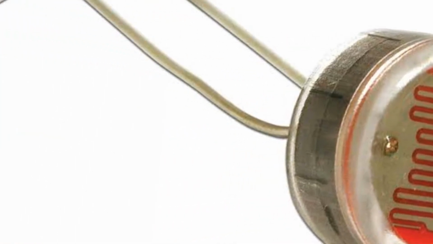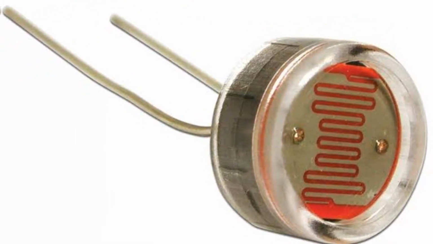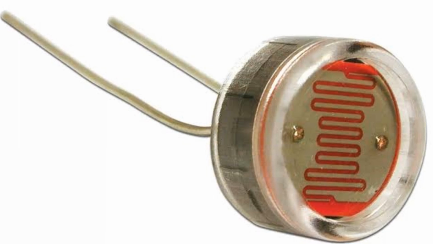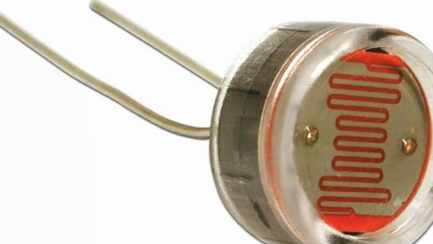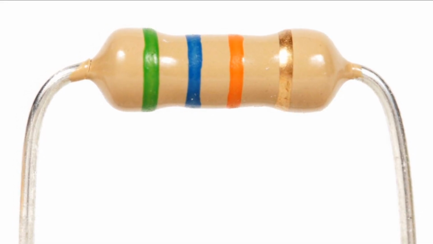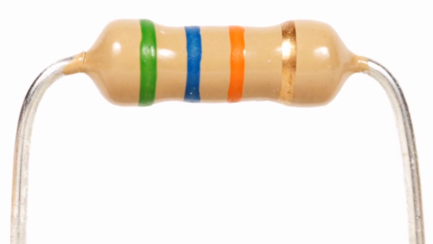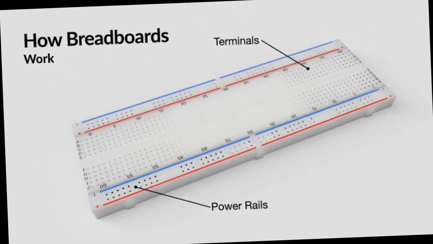Next, we'll need a photoresistor, also known as a light-dependent resistor or LDR. This component senses the intensity of light in its environment and changes its resistance accordingly. We'll also need a resistor to create a voltage divider circuit. With the photoresistor, the resistor helps ensure proper readings and stability.